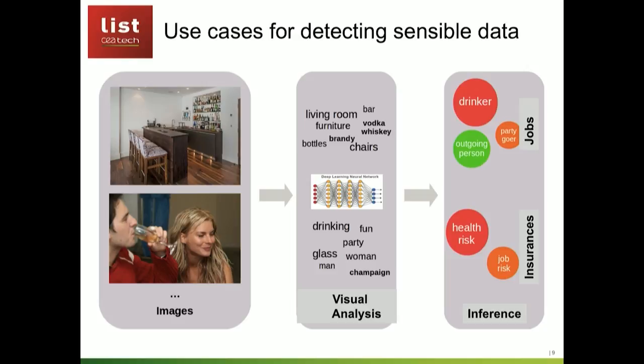Depending on the use, if you are an insurance company, you could say that, well, this guy has a health risk because he's drinking a lot and things like that. And also for a job, that might not be a good profile. And we see now that more and more companies are looking at Facebook, at private data, to assess their future new employees.